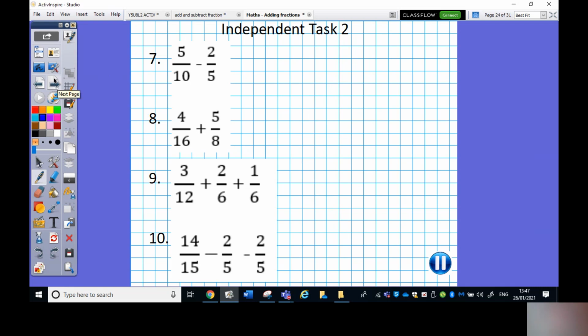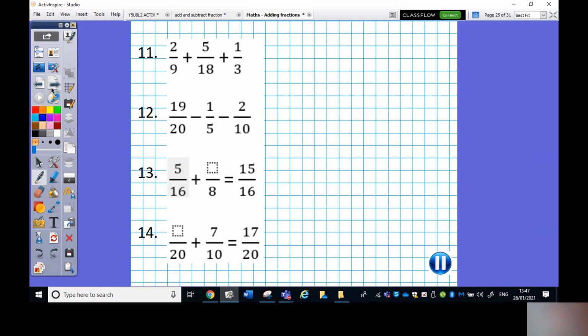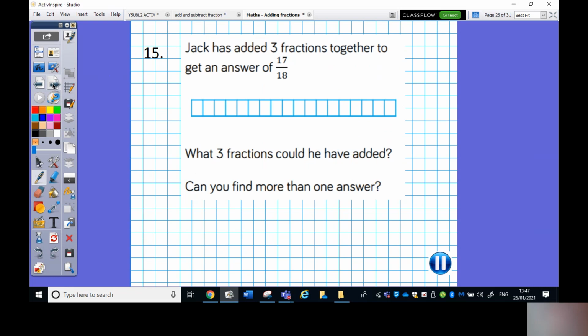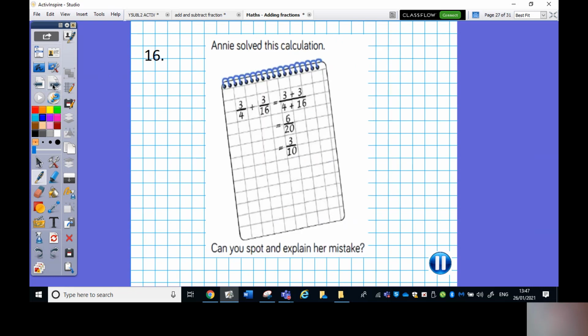Okay, so now I'd like you to complete independent task 2. We have questions 7 to 10, and then to 14, and then 2 additional questions. Go back and pause, and when you're ready, unpause, and we'll go through the answers.